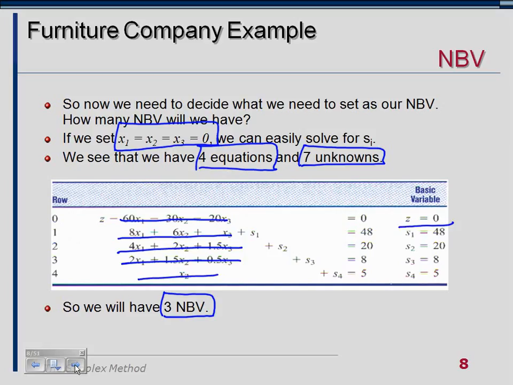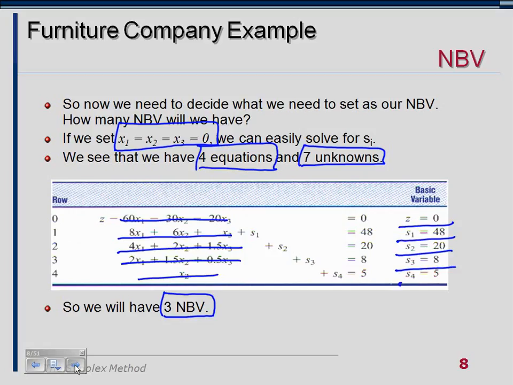We got S1 is equal to 48. We got 48 board foot left over. S2 is equal to 20. That means we've got 20 carpentry hours left. Haven't used anything. 8 finishing hours left and 5 of our demand.